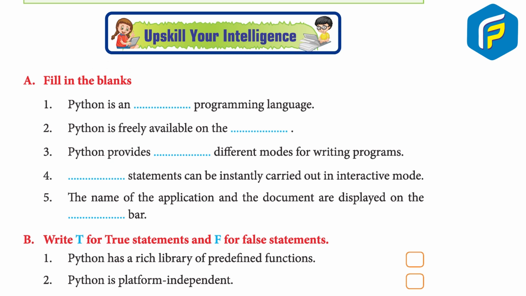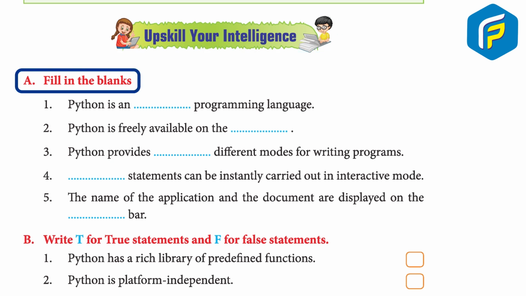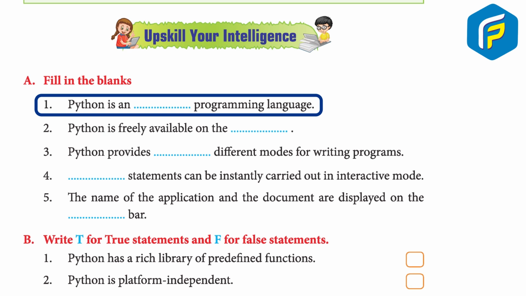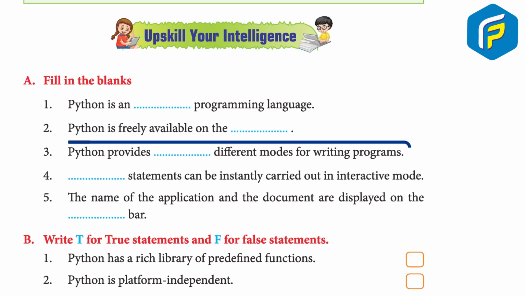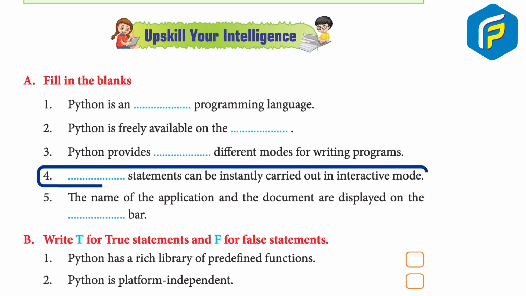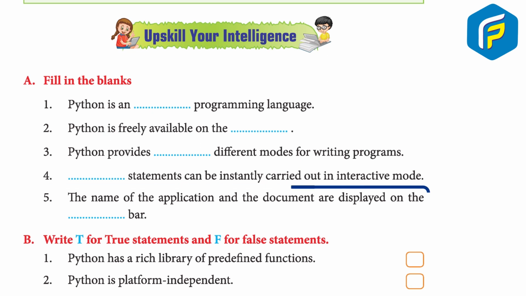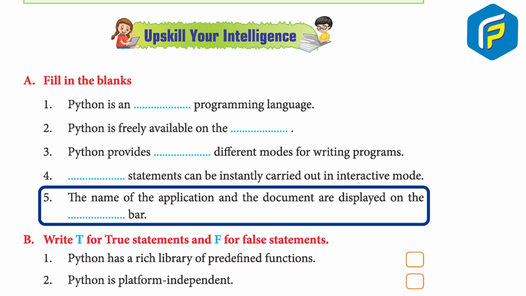Upskill your intelligence. A. Fill in the blanks. 1. Python is a dash programming language. Answer: open source. 2. Python is freely available on the dash. Answer: Internet. 3. Python provides dash different modes for writing programs. Answer: 2. 4. Dash statement can be instantly carried out in interactive mode. Answer: Individual.